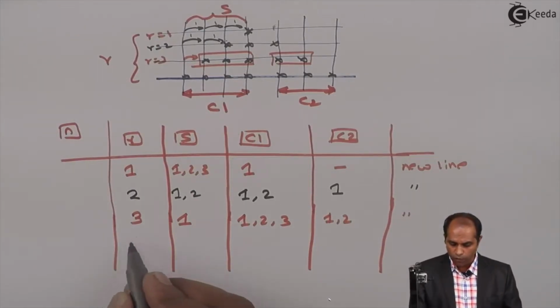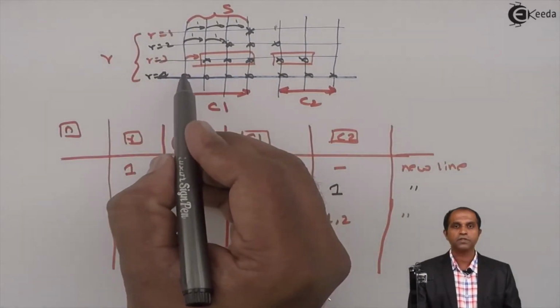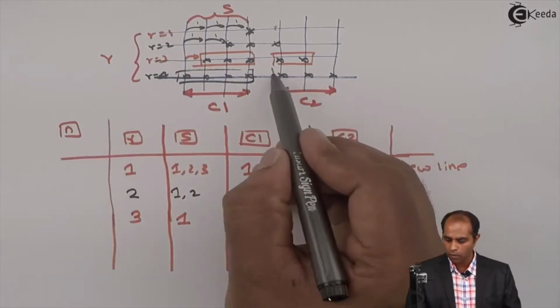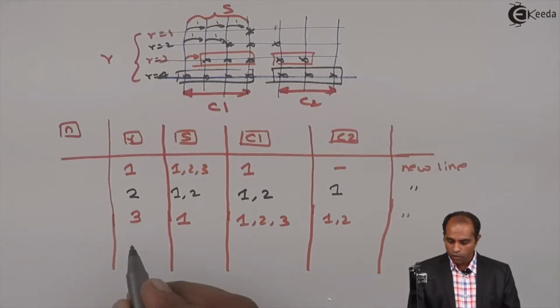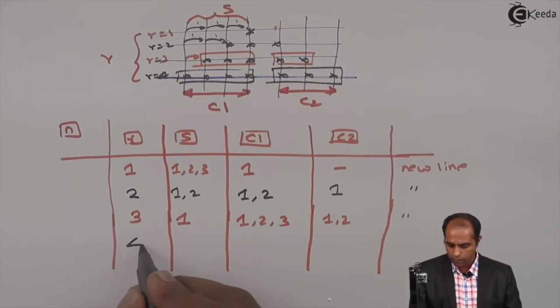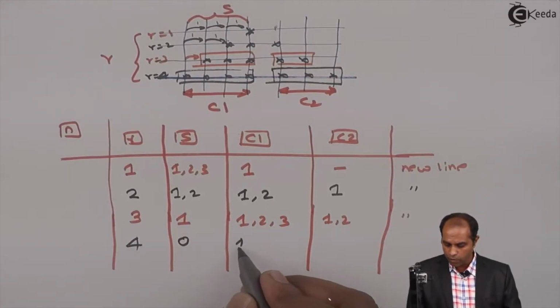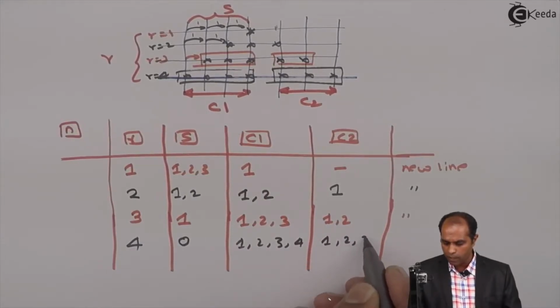Finally, when R is 4, how many spaces? 0. How many characters per C1? 4 characters per C1. How many characters per C2? 3 characters per C2. So I'll have R as 4, 0 spaces, 4 characters per C1, 1, 2, 3, 4, and 3 characters for C2. And as usual, I'll get the cursor to the next line.